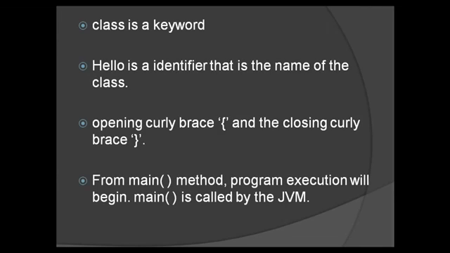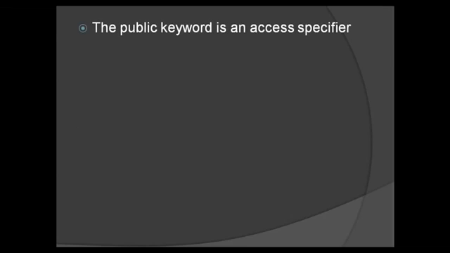From the main method, program execution will begin, and that main method is called by the JVM. So if we do not write the main method, then the program will compile but it will not execute. The public keyword is an access specifier, because the main method is called from outside by the JVM. So it should be public for the main method.